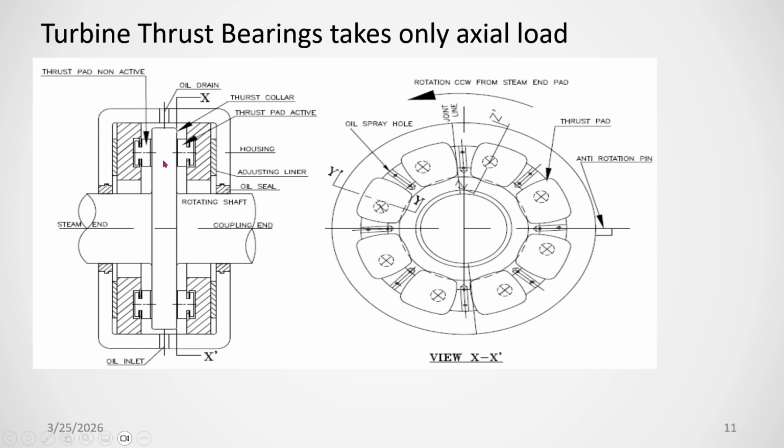The rotor is subject to high temperature because it is exposed to high steam and is always highly heated. Not only that, axial thrust will be there, so there is heat generation, which will be taken care of by the lubricating oil, and it will go to drain.